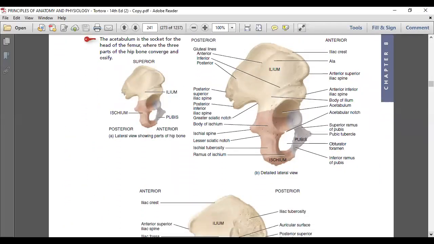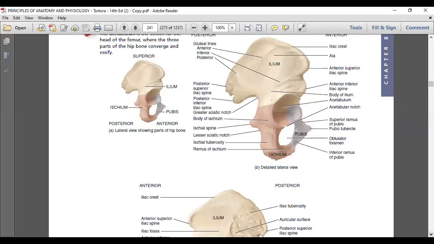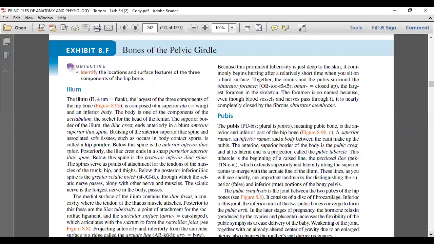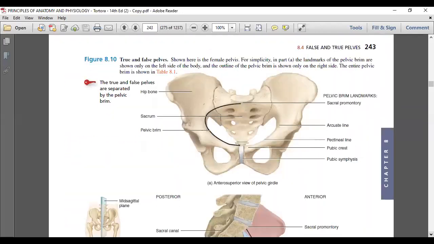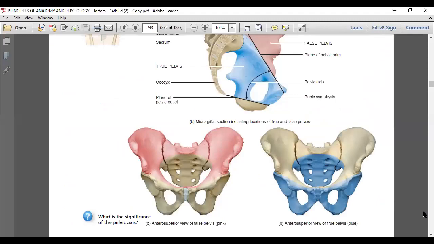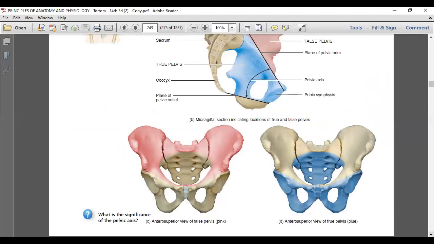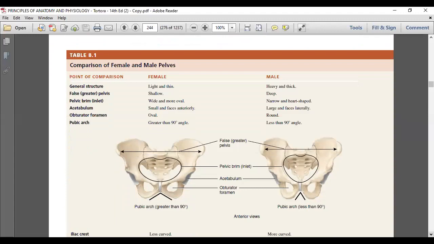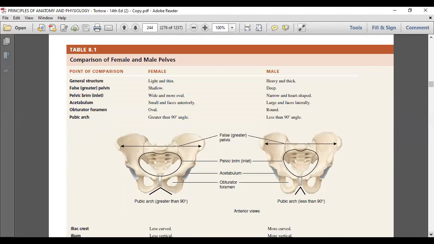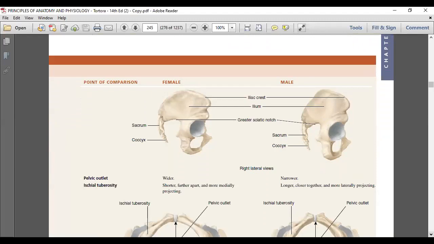So this is the ilium, ischium and pubis. This is the ilium bone, this is the ischium, and this is the pubis. The two bones. See, there is a small difference between the male and female. In the next diagram I'll show the difference. There is a male pelvic girdle with the cavity, and the female has some difference. You can see it in the diagram. Please, this is not required in intermediate.